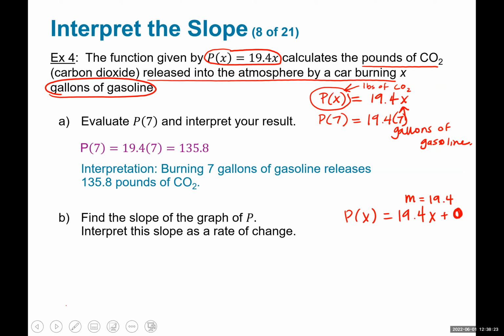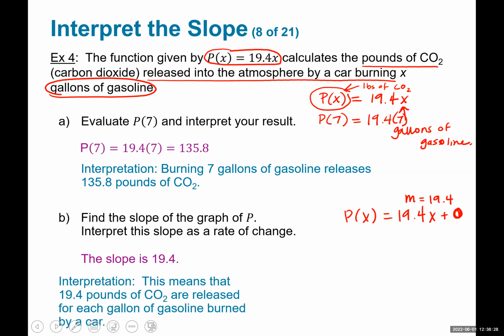The M is what the X is married to. The slope, 19.4. Interpretation, this means that 19.4 pounds of carbon dioxide are released for each gallon of gas burned by a car. Each gallon burns 19.4 pounds of carbon dioxide.